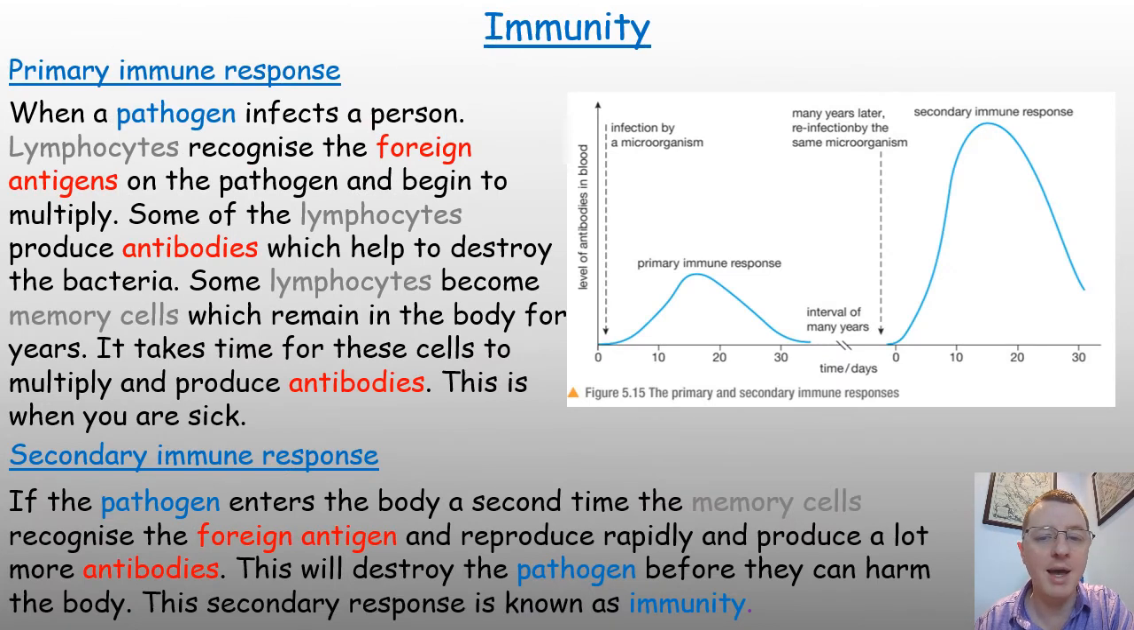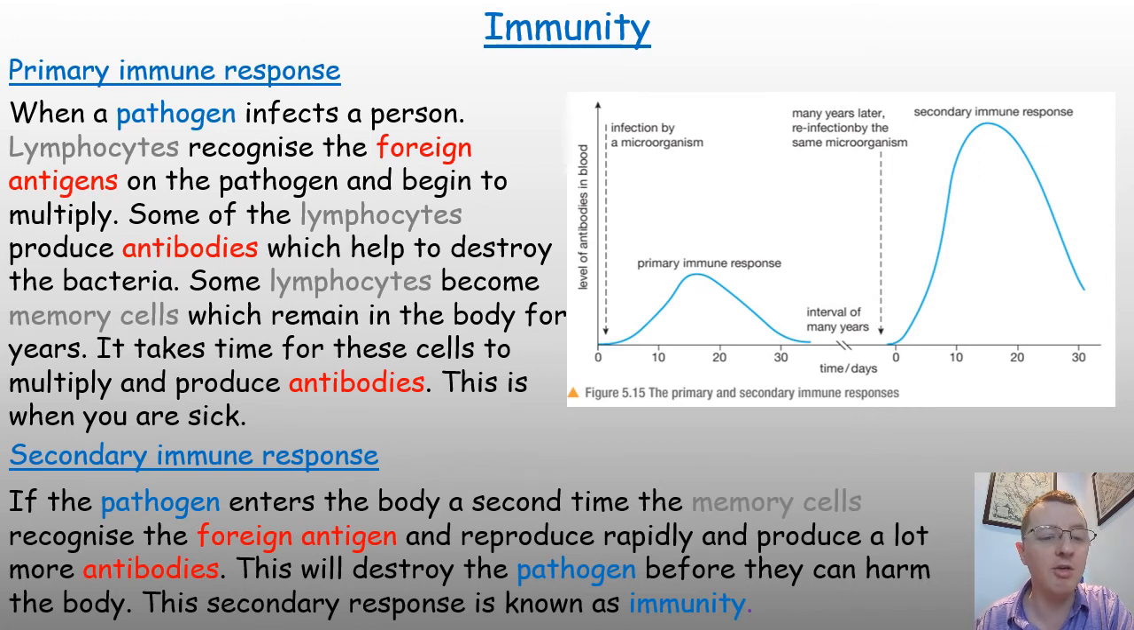So let's just compare those two responses again. The primary immune response: when a pathogen infects a person, lymphocytes recognize the foreign antigen on the pathogen and begin to multiply. Some of the lymphocytes produce antibodies which help to destroy the bacteria, and some of the lymphocytes become memory cells which remain in the body for years. It takes time for these cells to multiply and produce antibodies, and this is a period known as your sickness. This is when you are sick.